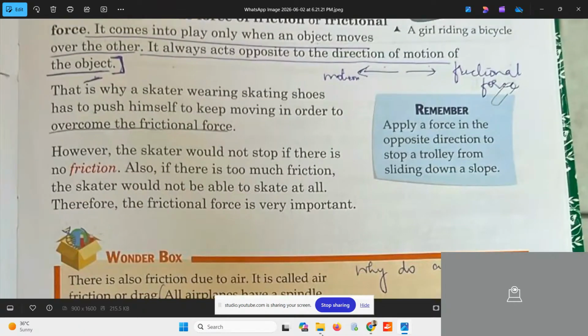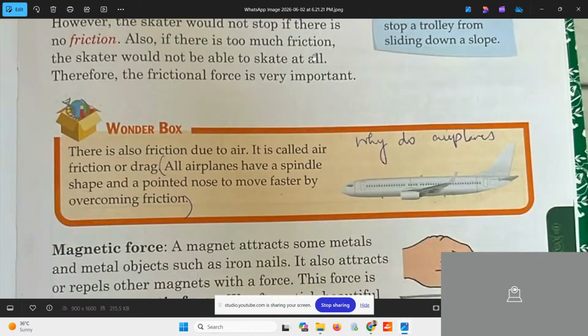Friction always acts in the opposite direction. If friction is more, you have to apply more force. If friction is less, then you will slip. It is always applied in the opposite direction, and for it to act there should be a movement. The air also has friction, called air friction or drag. That's why the airplane has a pointed nose shape, to reduce the friction. These 5-6 points you have to write in the examination to get good marks.